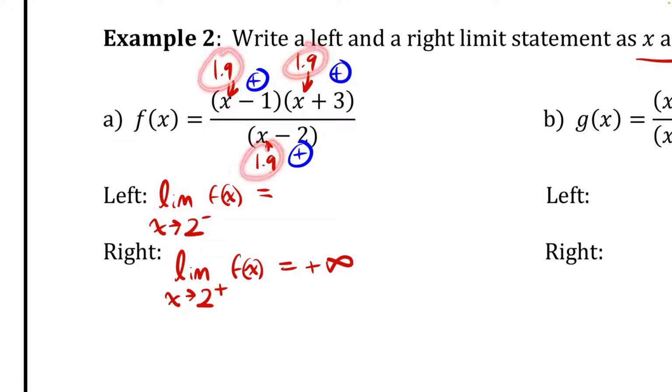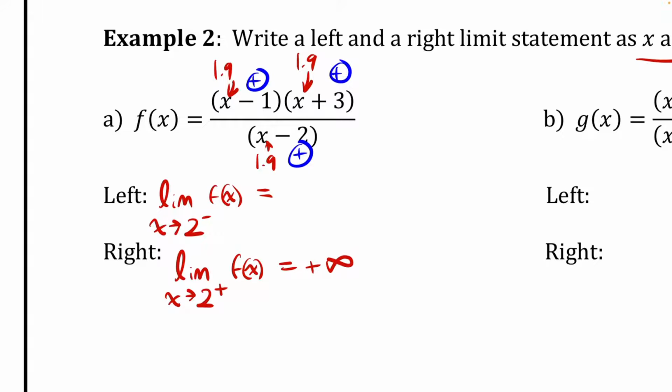You guys should be able to do this in your heads. A number that's really, really close to 2, but left, is about 1.9 or 1.99 or 1.99999. That number is really close to 2 without actually being 2. So again, what's 1.9 minus 1? Is it a positive or a negative?